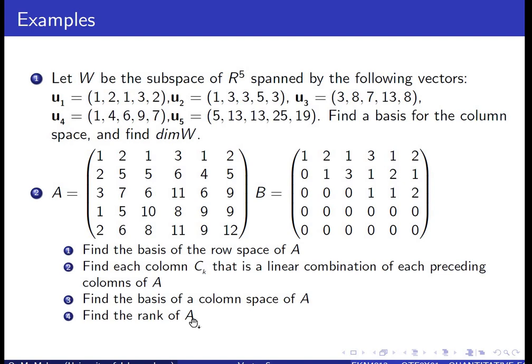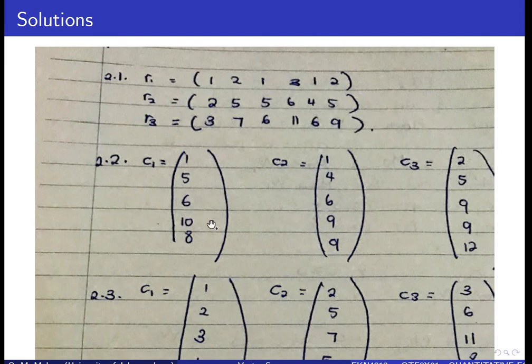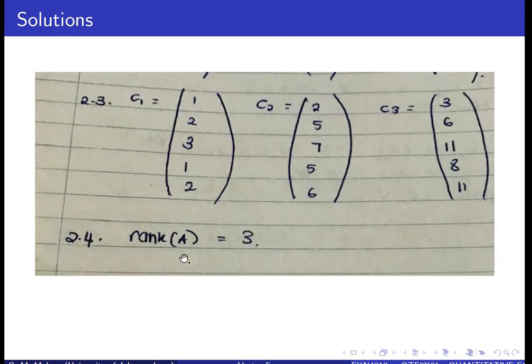And we need to find the rank of A. Remember, the rank of A is just the number of non-zero rows of your matrix in reduced echelon form. For instance, this matrix is in echelon form, and the non-zero rows will be 1, 2, 3. So the rank of our matrix A is 3. Okay, I have 2.1, 2.3, 2.4, rank of A is 3.